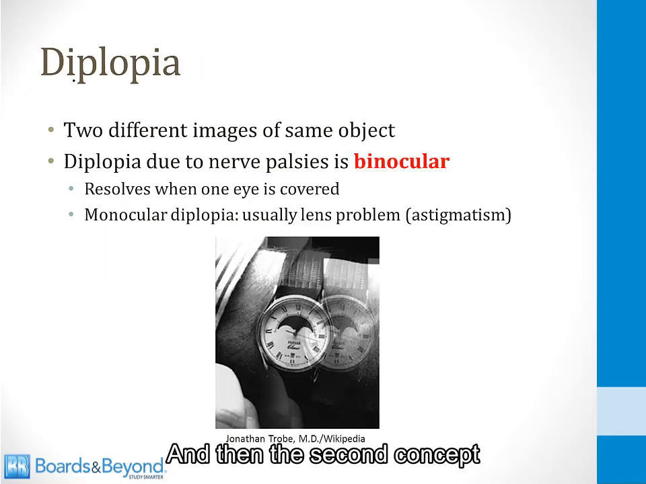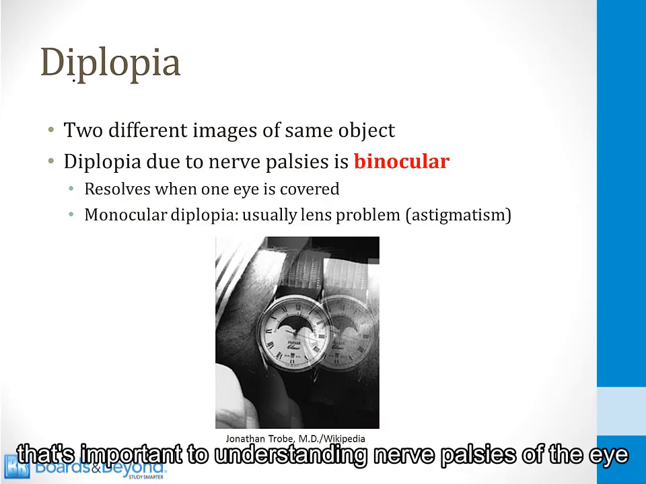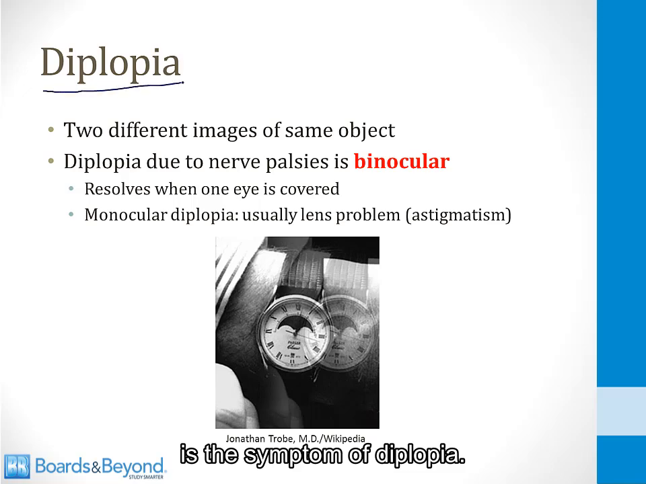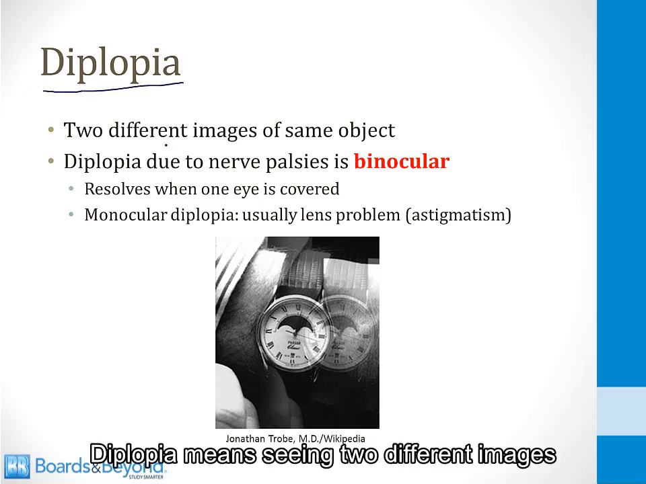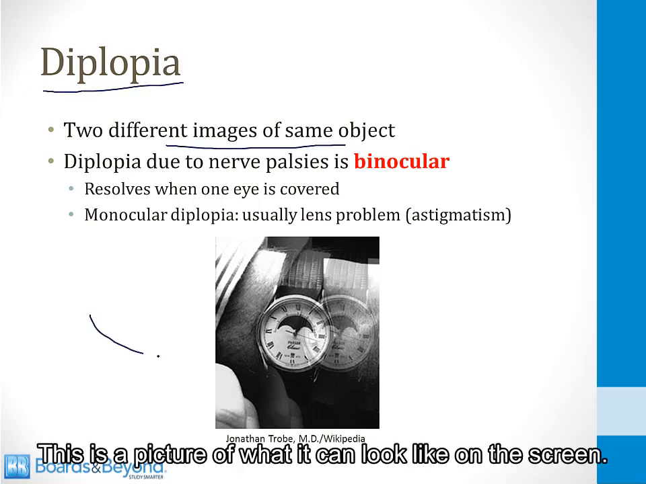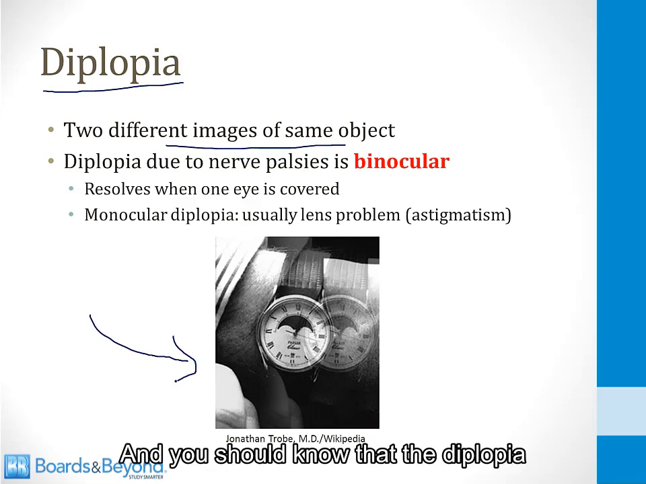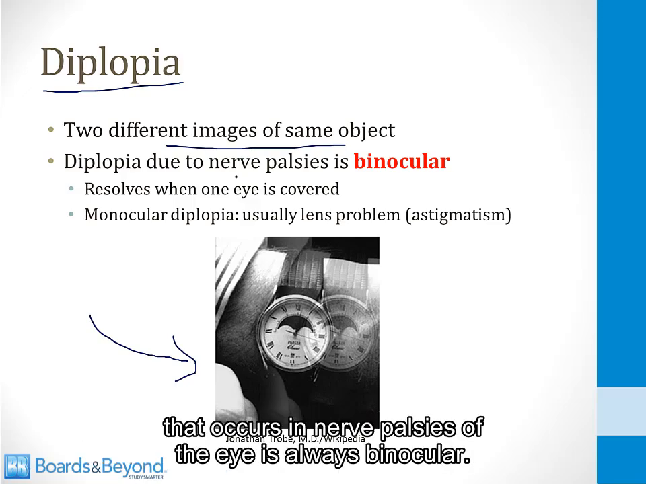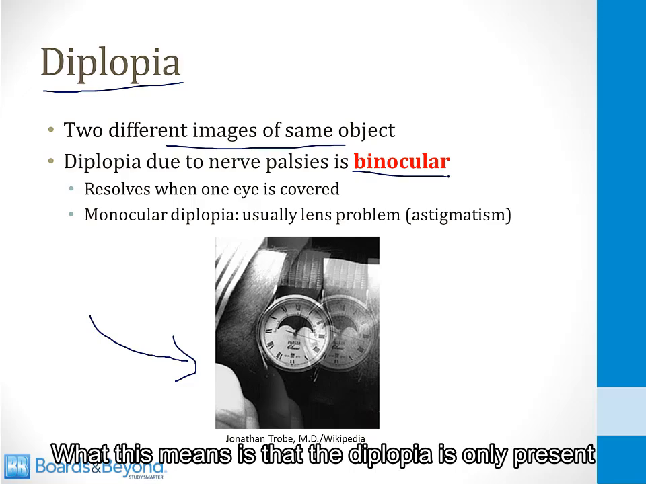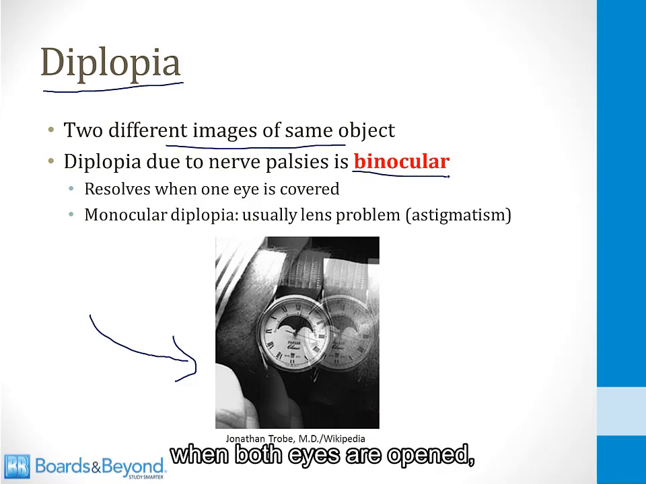The second concept that's important to understanding nerve palsies of the eye is the symptom of diplopia. Diplopia means seeing two different images of the same object. This is a picture of what it can look like on the screen. And diplopia occurs in many of the eye palsies that we'll discuss. You should know that the diplopia that occurs in nerve palsies of the eye is always binocular. What this means is that the diplopia is only present when both eyes are open. It resolves when one eye is covered.